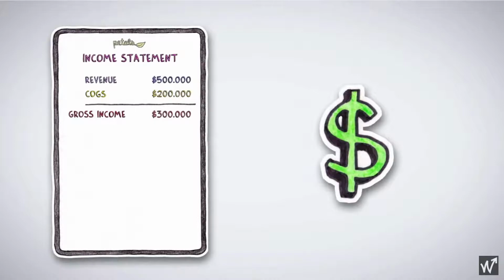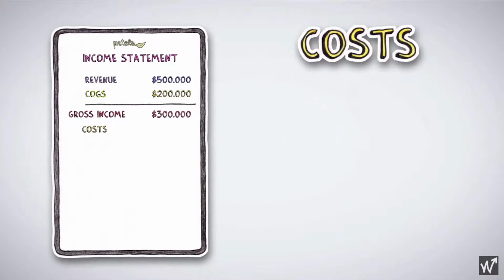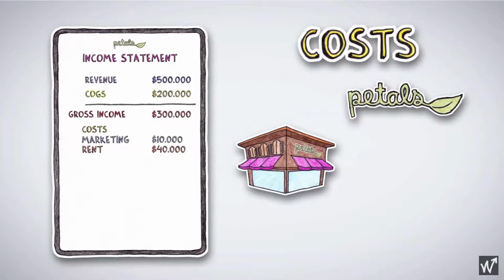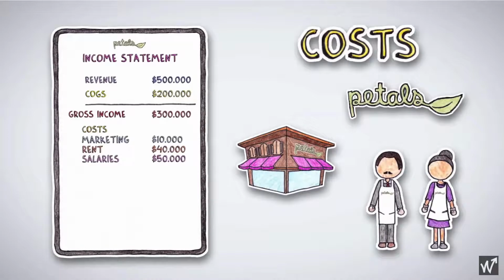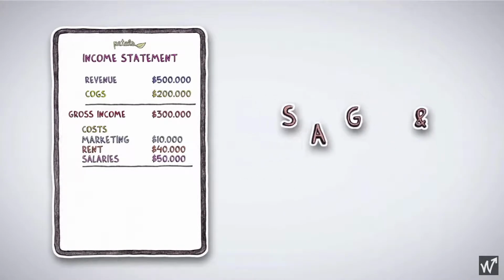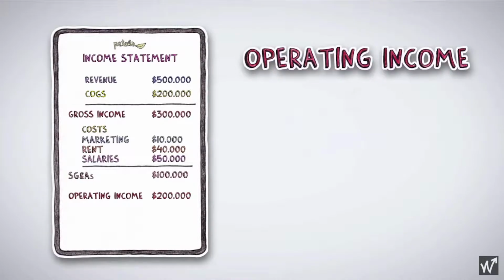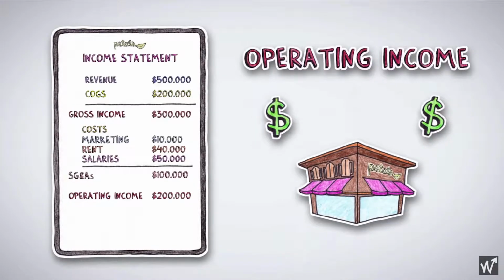After that, Mary adds up her non-direct costs. These are costs she incurs that aren't related to sales. Petals' costs included marketing, rent, and salaries to her 2 store managers. These costs are known as selling, general, and administrative costs, or SG&As, and are often thought of as the company's overhead. Gross income minus SG&As is referred to as operating income, or income earned from a company's operations.